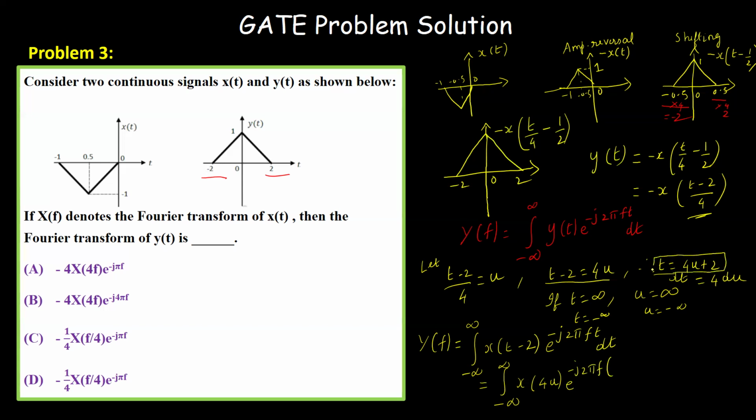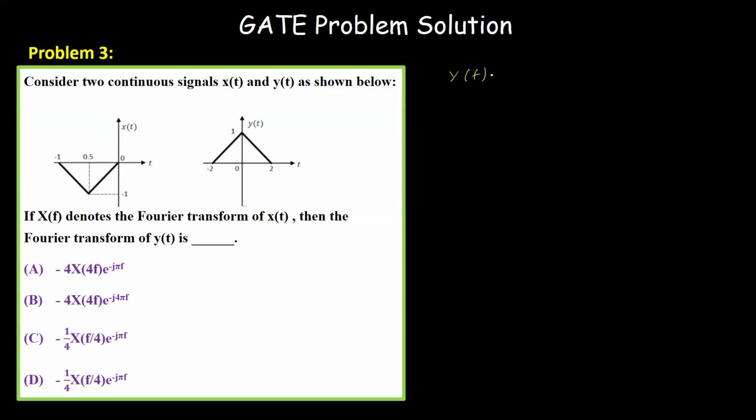In the place of t, we can substitute this one. Okay, 4u plus 2, and in the place of dt, we can substitute 4 du. Now, Y of f equals the integration from minus infinity to infinity of x of 4u plus 2, e power minus j 2 pi f into 4u plus 2, into 4 du.